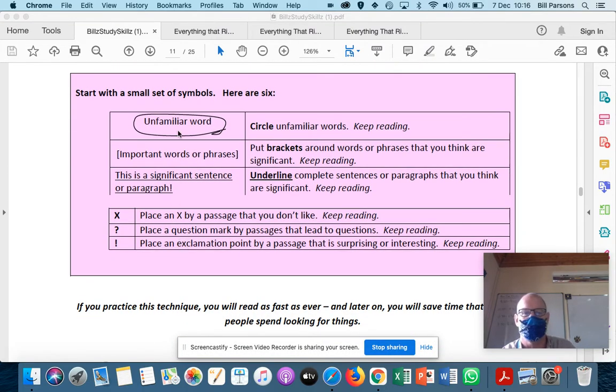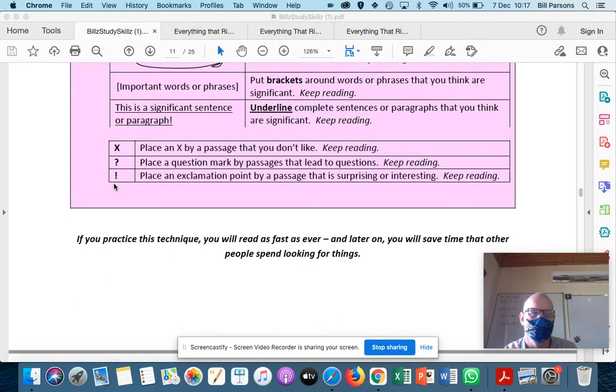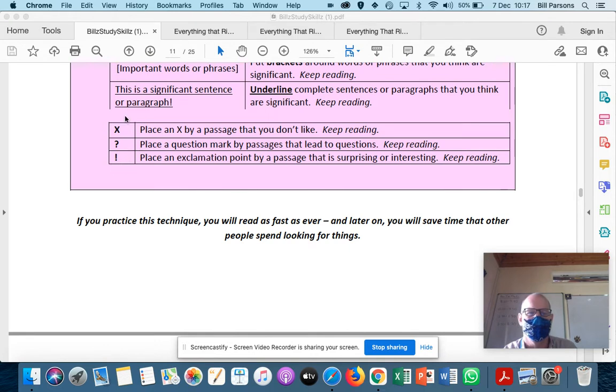I suggest six. You circle words that are unfamiliar. You use brackets to put around important words or short phrases. You underline complete sentences or paragraphs that you think are important. And then we've got three other symbols: an X next to something you don't like, a question mark next to something you have a question about, and an exclamation point next to something that you find surprising or interesting. Just remember that you always continue to read. These are quick shorthand markers that you'll go back to and address later.